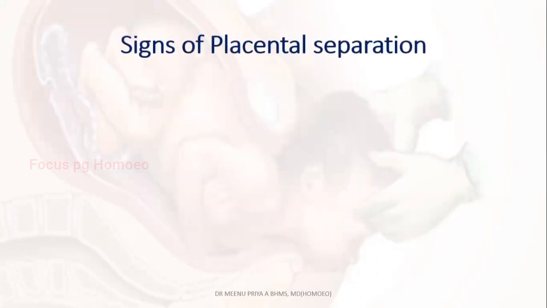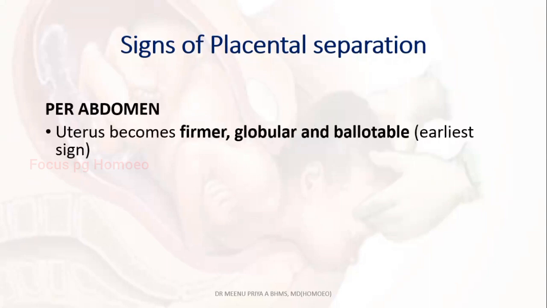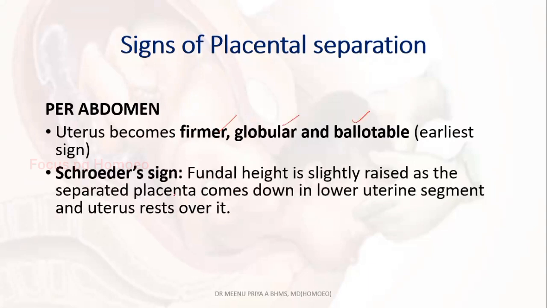Next, signs of placental separation. What are the sure signs of placental separation? During the third stage, while waiting for the placenta to get separated, what are the signs that make sure that yes, the placenta is getting separated? Per abdomen changes are: the uterus becomes firmer, globular, and palpable. It is the earliest sign. Schroeder's sign. This is important, a frequently asked question.